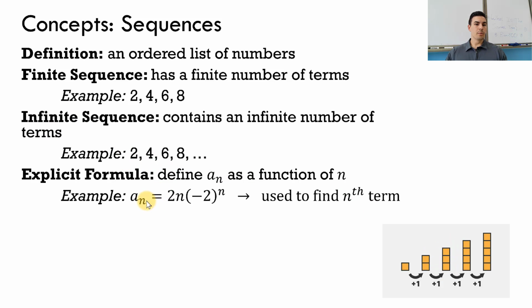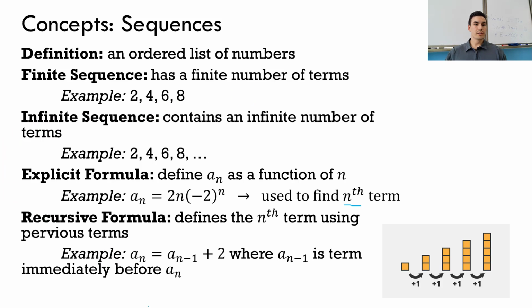An explicit formula is going to define it as a function. So it's going to look like a function like we've looked at before. And we can use this to find any nth term. So we could use it to find the 100th term, the 1000th term of this sequence.